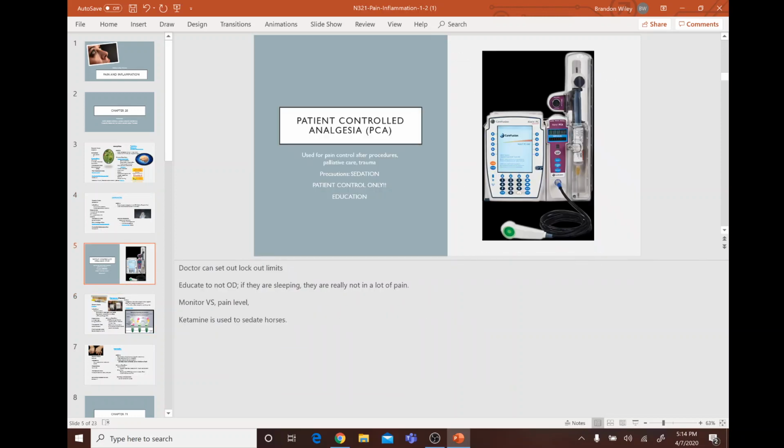Now we're going to go over patient-controlled analgesia. It's used for pain control after procedures, palliative care, and trauma. Be careful with sedation. Patients can control it only. Ketamine is used to sedate horses. Educate to not OD if they're sleeping. They're not in a lot of pain.